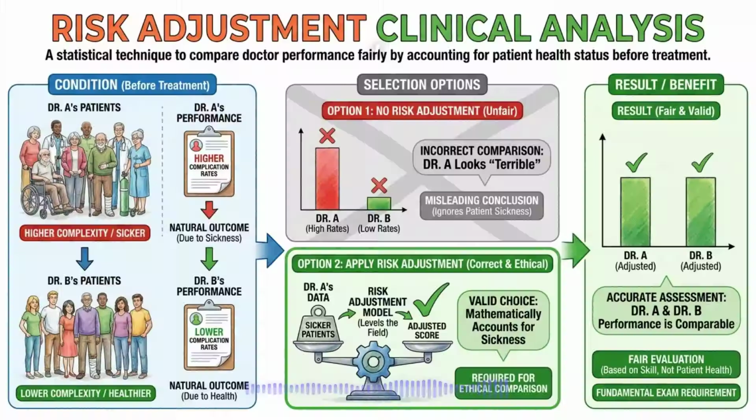When comparing the performance of two different doctors, analysts must use a crucial statistical technique called risk adjustment. Risk adjustment mathematically levels the playing field by accounting for how sick each doctor's patients were before treatment even started. Without risk adjustment, a brilliant surgeon who takes on the most dangerous, complex cases would unfairly look like a terrible doctor because their patients naturally have higher complication rates. The exam considers risk adjustment to be a fundamental ethical requirement for any valid clinical comparison.